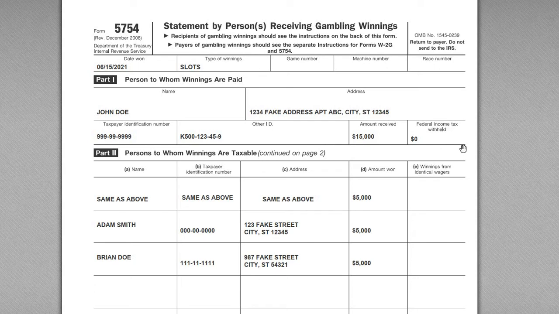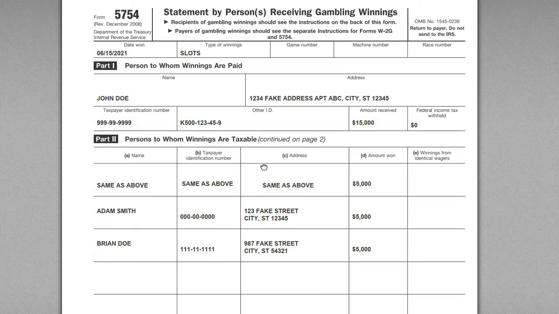In some circumstances, federal taxes are withheld. It's usually around 24%. Generally, it happens if the winnings are over certain thresholds or you don't provide a taxpayer ID number. But in this case, just for simplicity, we're going to say that no federal income taxes are being withheld. So John puts his information up here, and then he completes the rest of this stuff down here to show the allocation of the winnings. So if the person in part 1 is also getting a piece of the pie, they are listed first in part 2 here, and you simply put same as above for A, B, and C, and then the amount that John or the person in part 1 is going to keep.